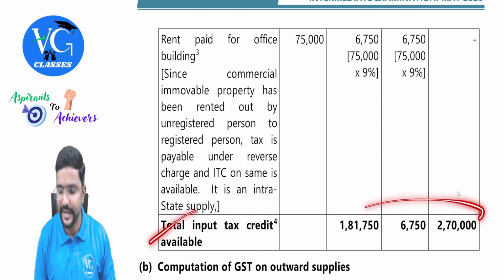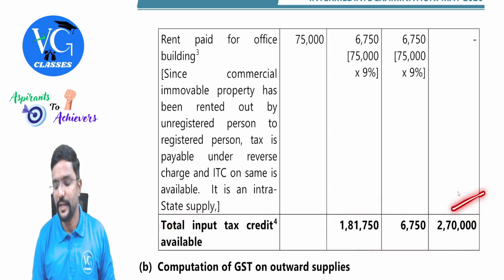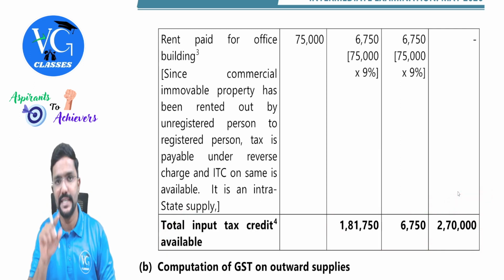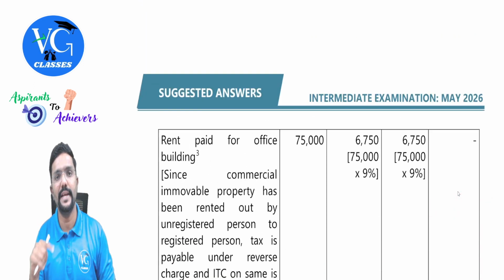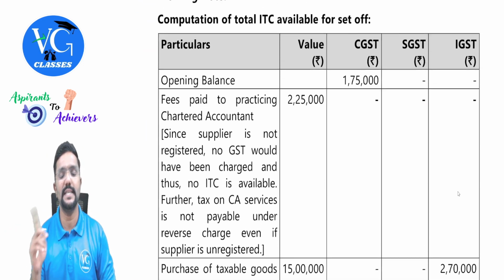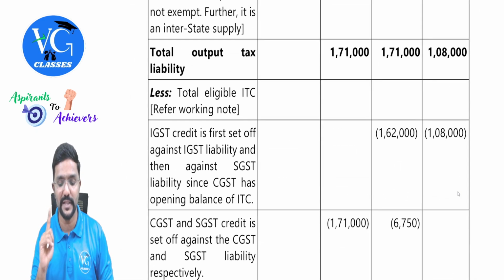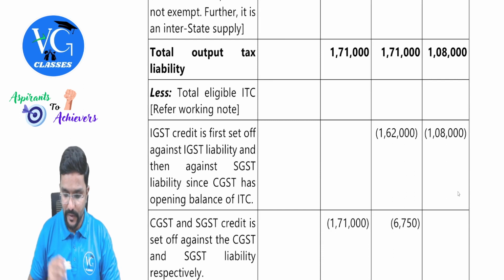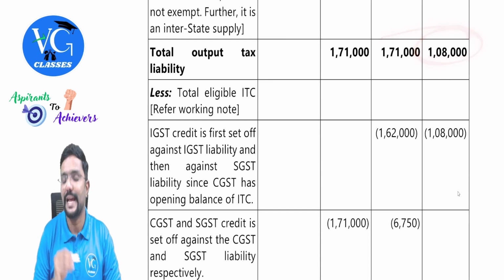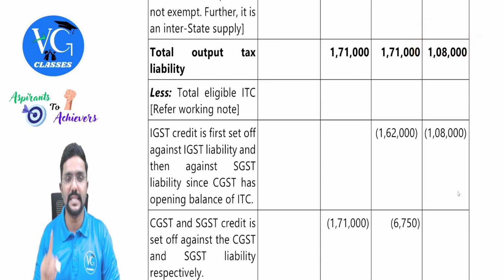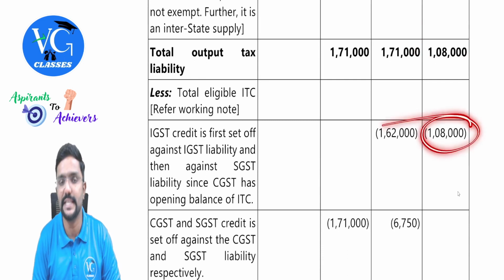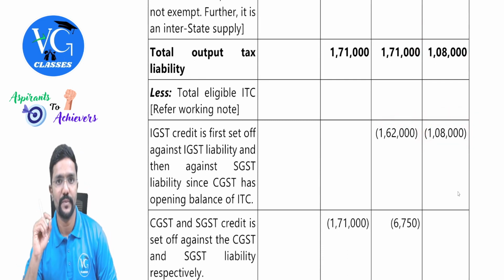Okay. So the total credit available. First, we need to use IGST credit against IGST liability. If still anything is pending, we can adjust it against CGST, SGST in any order, in any proportion. But here we have a CGST opening balance. Please be careful. Okay. So what is the IGST liability? 1,08,000. So first adjust IGST credit against IGST liability of 1,08,000.